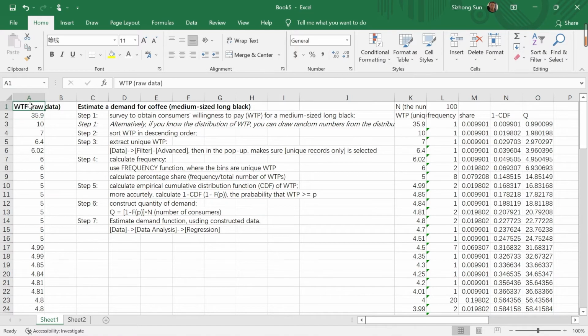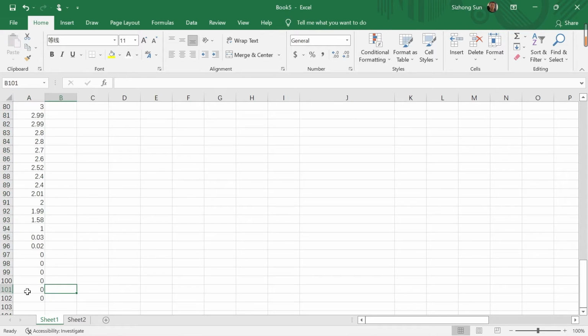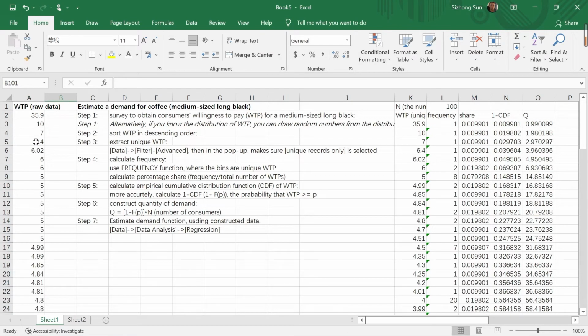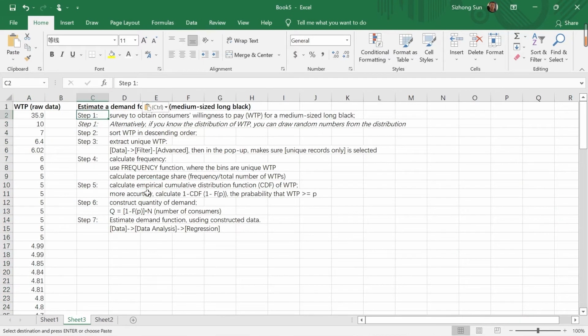The willingness to pay raw data look like this. In my survey here, I have 101 responses. And from this raw data, you can estimate demand for the long blacks step by step. First step, as we have already done, is to implement a survey to obtain consumers' willingness to pay for medium-sized long black. Step 2, sort the data. In this spreadsheet I already did everything, so let me just copy it to a new spreadsheet, and let's do it there. Step 1 is fine. Step 2, sort the WTP data in descending order.